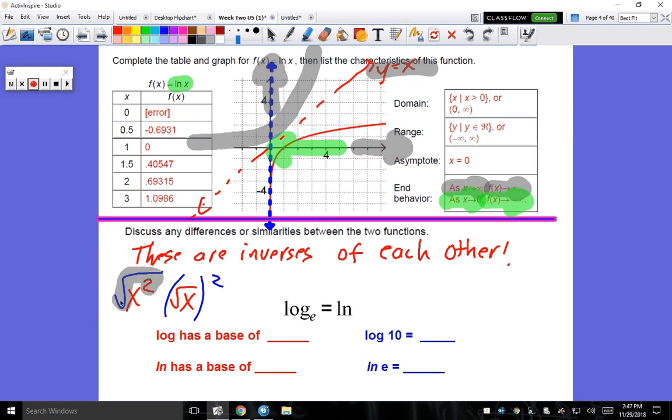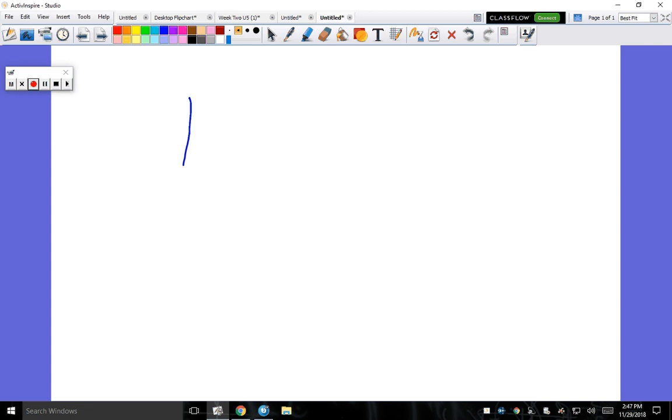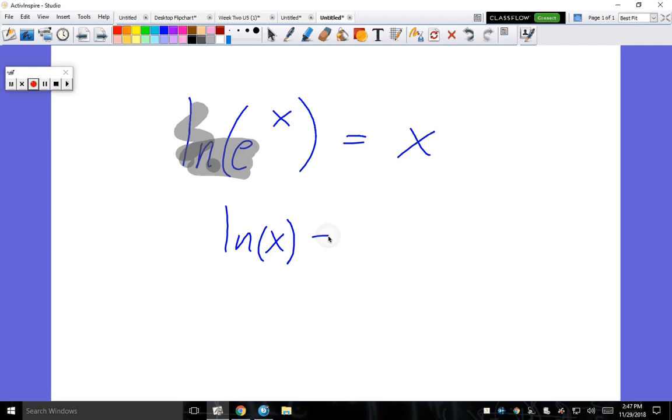Guys, what do these cancellations cancel to? A form of 1. Nicely done. That's the same thing with this. If I have a natural log of e to the x, these cancel to a form of 1. And guess what comes down? Just the x. Okay?